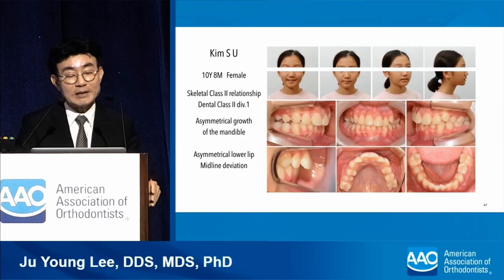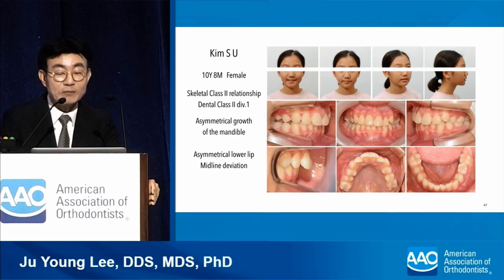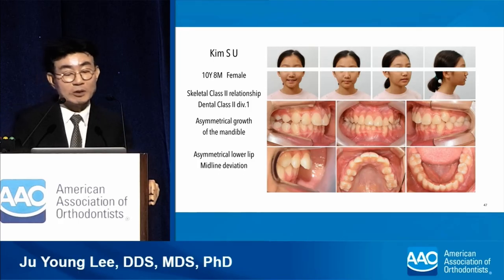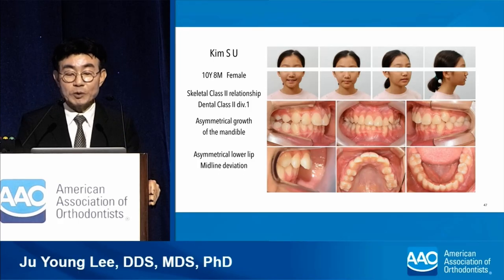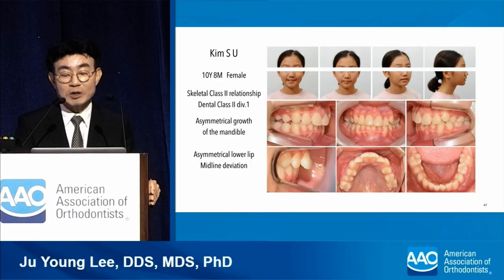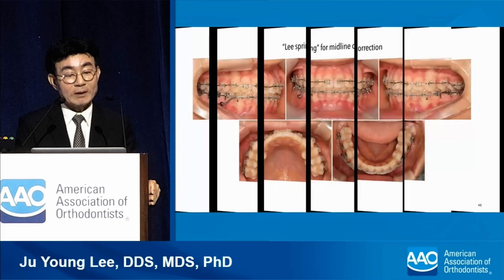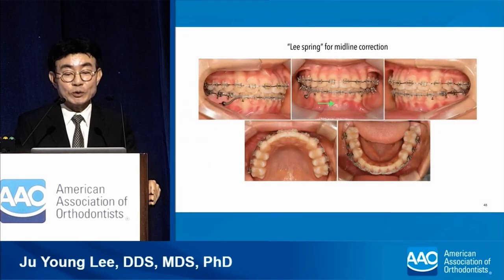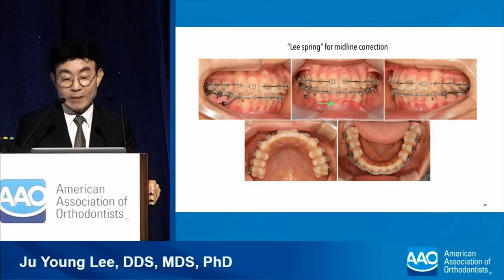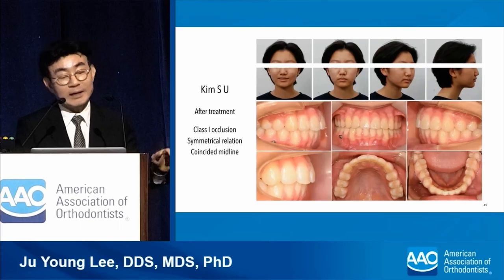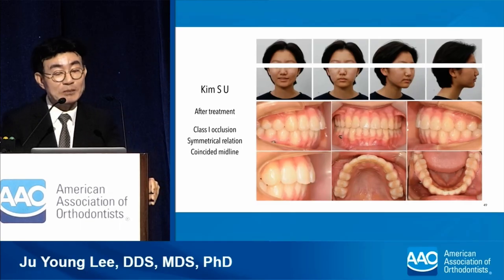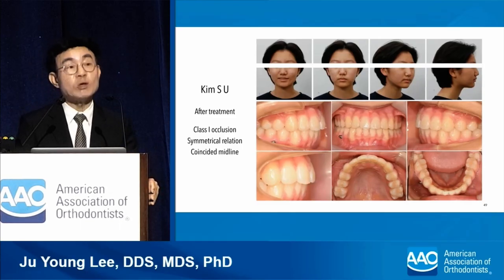Here is another class 2 subdivision malocclusion patient. The dentition on the mandibular right side was positioned far distal to the maxillary arch, causing deviation of the mandibular midline with large overjet. TAD and open coil spring were used to push the lower right teeth forward and left. By using one TAD, the midline was easily improved and a symmetrical class 1 occlusion was formed.